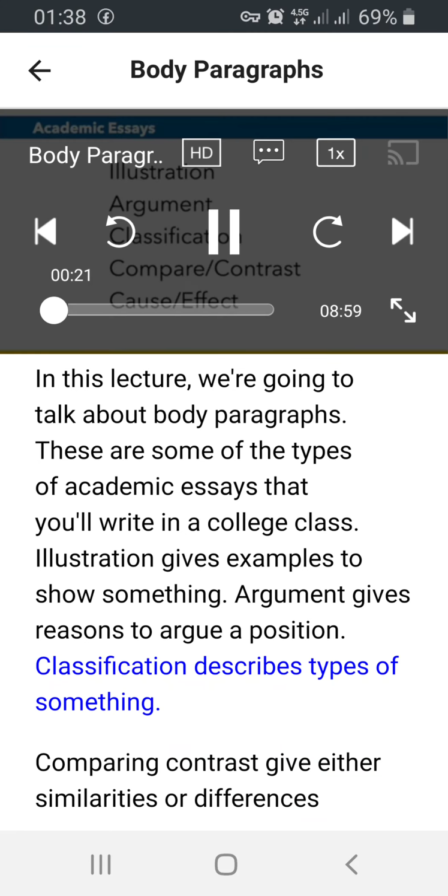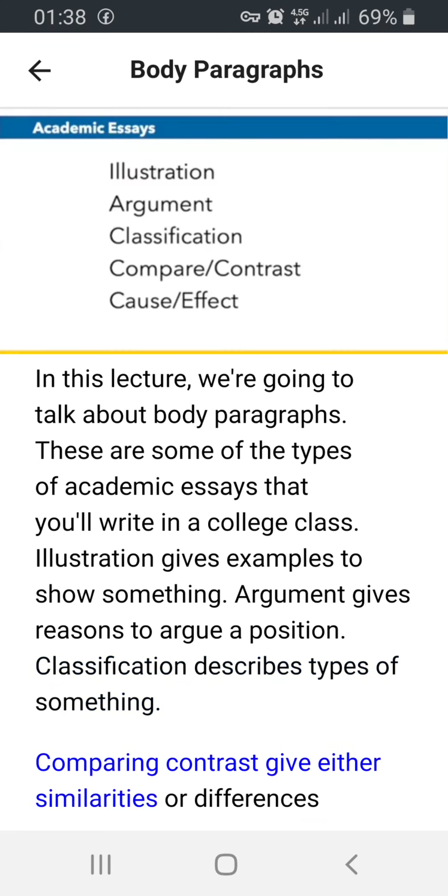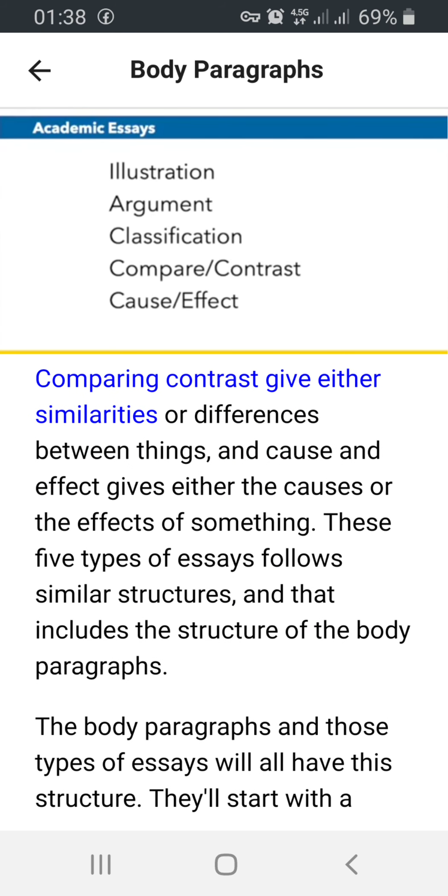...describes types of something. Compare and contrast gives either similarities or differences between things. And cause and effect gives either the causes or the effects of something. These five types of essays follow similar structures, and that includes the structure of the body paragraphs.